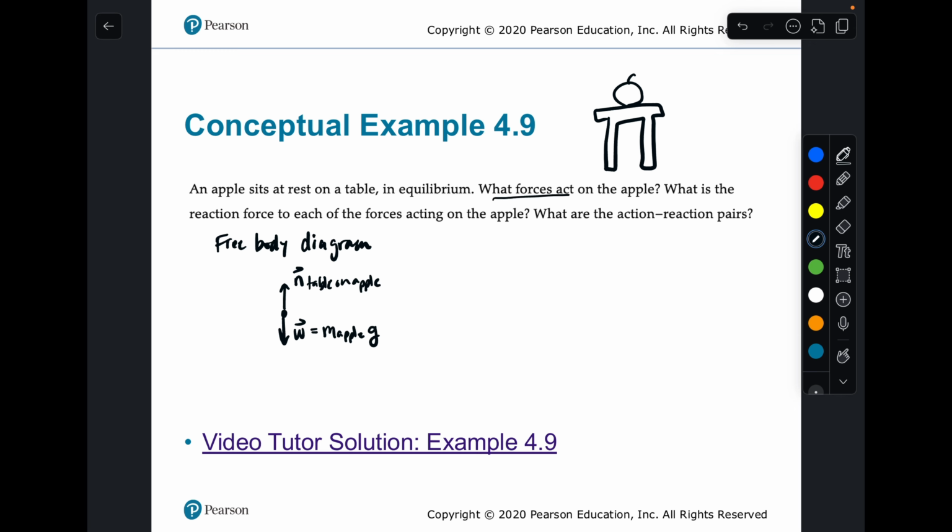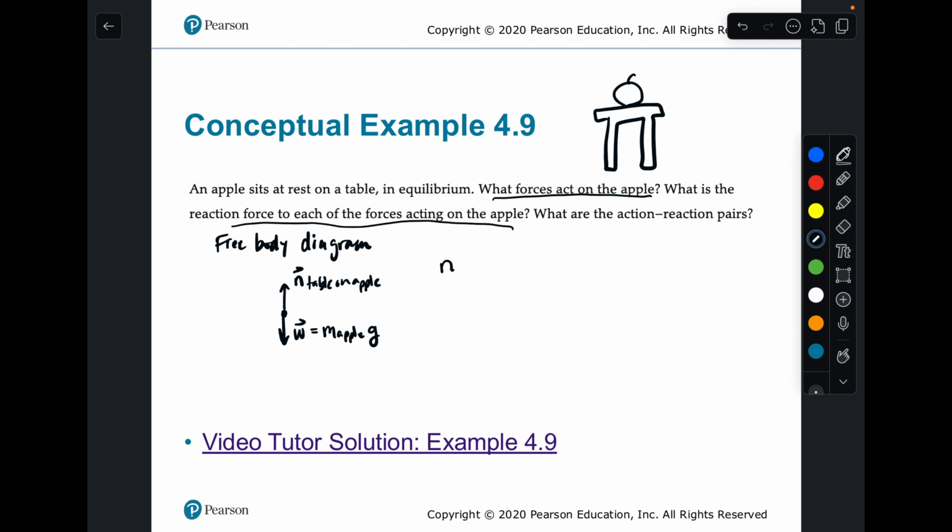So what are the forces acting on the apple? Well, the ones we just described: the normal force of the table on the apple and the weight of the apple, which is the force of gravity, or the force of Earth on the apple, right? There's nothing else going on with the apple.